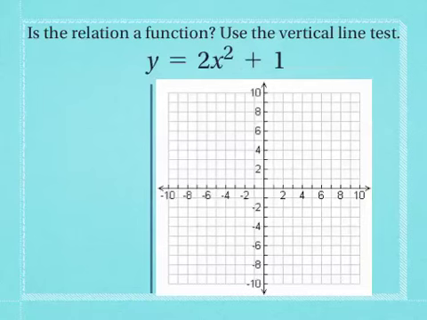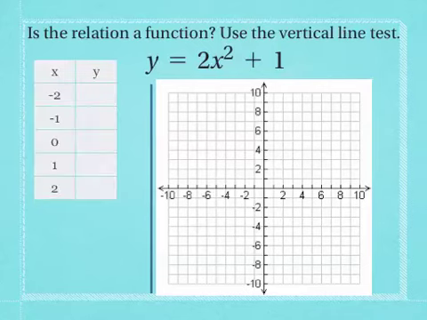The next example again asks, is the relation a function? Use the vertical line test. It gives me an equation, so I need to go ahead and make a table to find ordered pairs that I can plug in. When I plug in -2, my y value is 9.